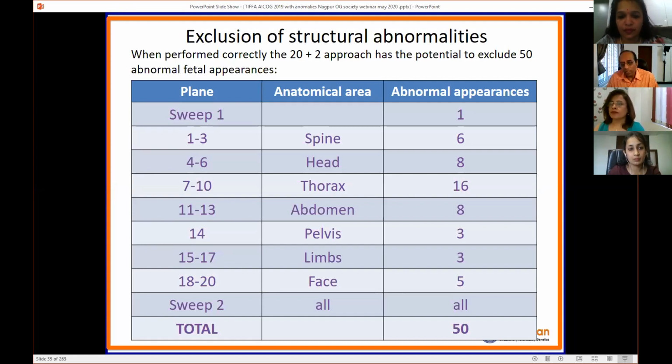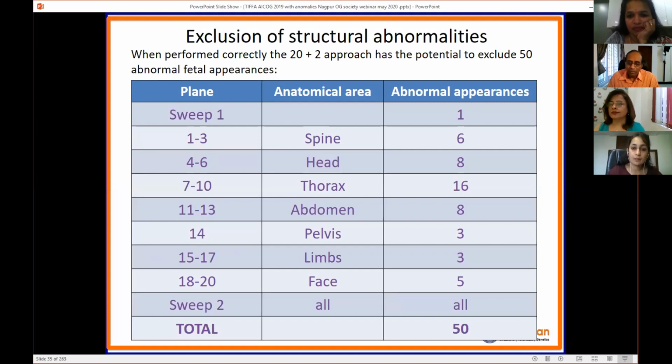Now, there are cases, supposing you do the targeted scan at 18 weeks, sometimes the development may not be complete and it can get missed. So you have to be careful. And at that time, the dilatation of the lateral ventricle also may not be significant. It may be just around 9 or 10 millimeter, but the frontal horn will look very pinched.